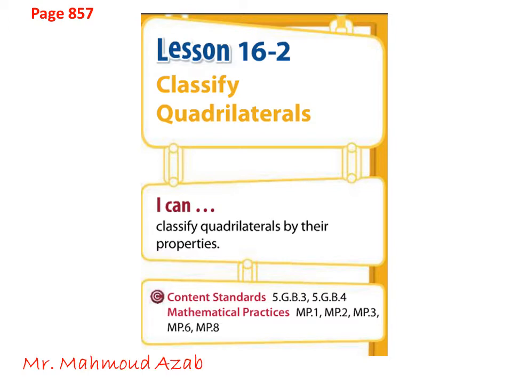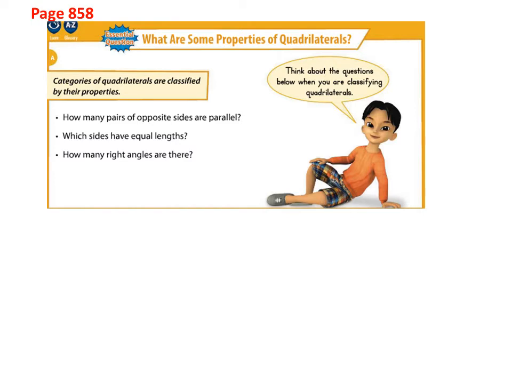Lesson 16.2 Classify Quadrilaterals. Today, the student will be able to classify quadrilaterals by their properties. What are some properties of quadrilaterals? Categories of quadrilaterals are classified by their properties. How many pairs of opposite sides are parallel? Which sides have equal length? How many right angles are there?